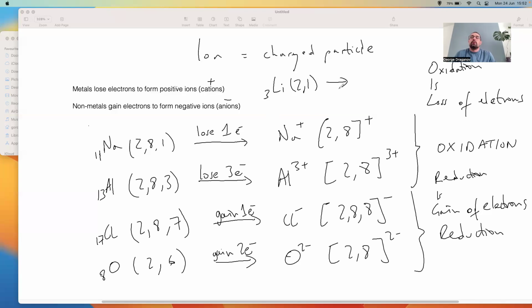Now, in this instance, it's just easy to lose 1, and you're left with 2, and 2 is a full outer shell. So it would form Li+ with just 2 electrons, and it would have lost its outer shell. Because it is in group 1, so it's actually behaving the same as sodium. It's losing 1 electron.